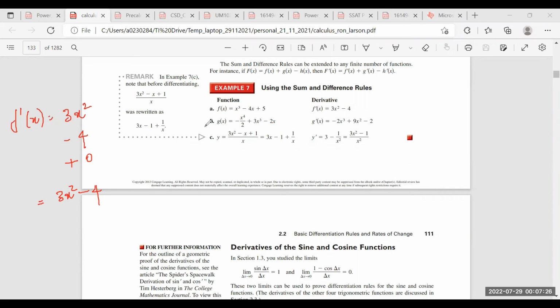Okay. All right. This makes more sense. Negative 2x cubed plus 9x squared minus 2. Correct. Part C.